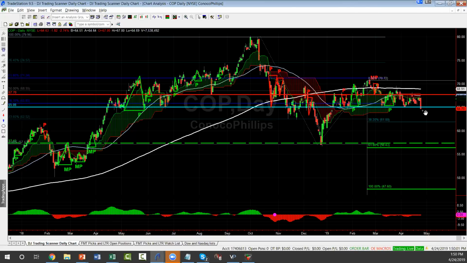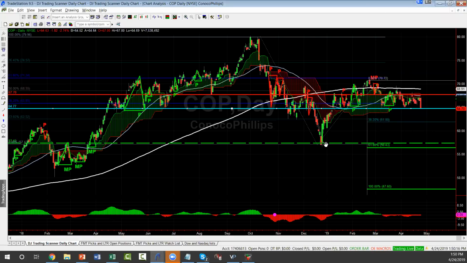And so for the subscribers, don't be surprised. I've got to do a little more research on this, but don't be surprised if that shows up in an alert. And our stop would be about where this red line is. We'd be getting in right about here.